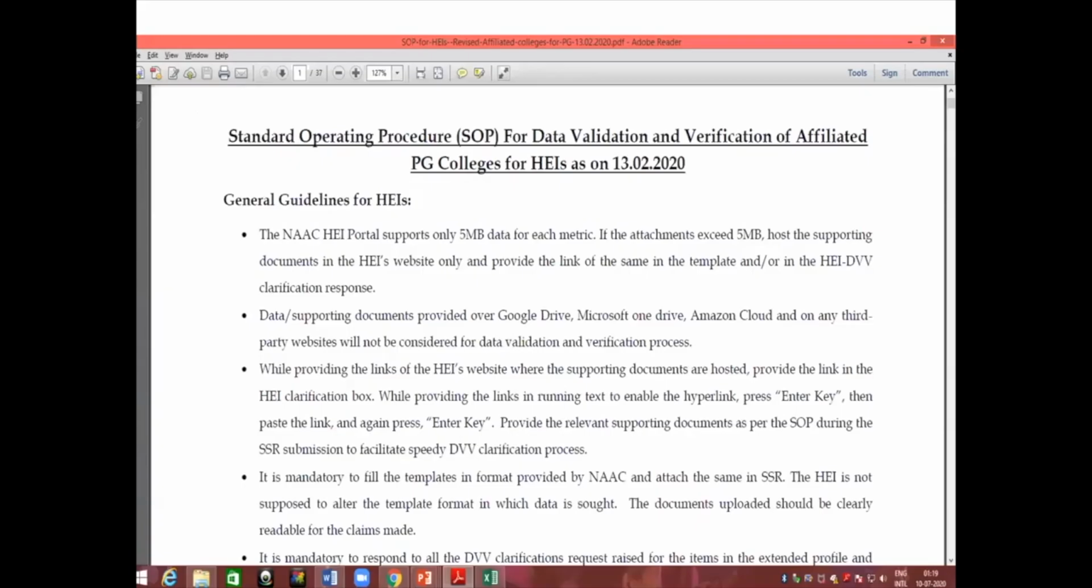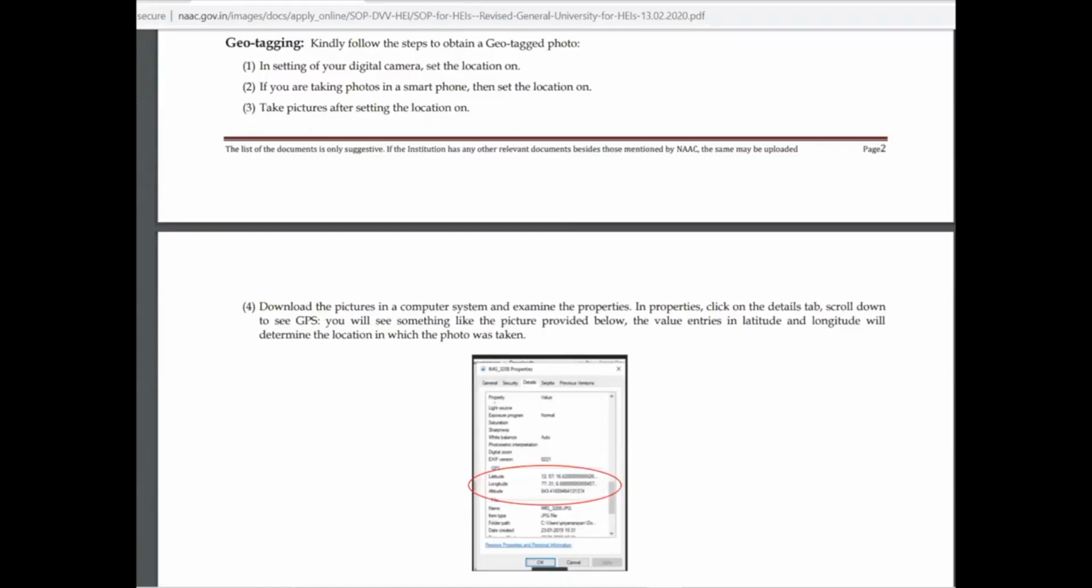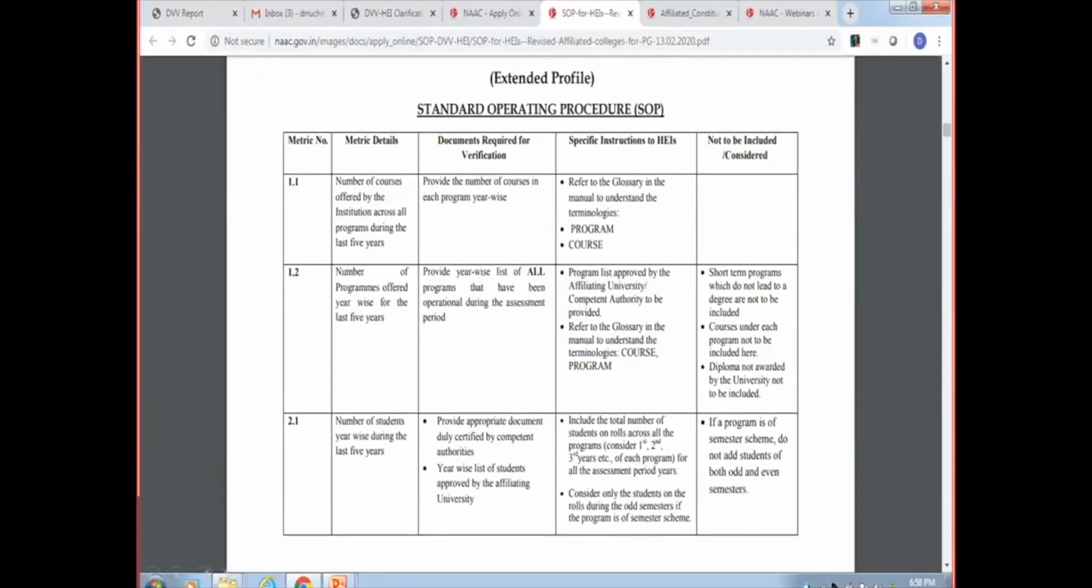The standard operating procedure is basically guidelines. It tells the institution what has to be uploaded, what not to be uploaded, the file size limit of 5 MB, and what has to be avoided in terms of Google Drive and other third-party links. It's mandatory for all the HEIs to provide the data templates in the format as given by NAAC. You can add on to it, but no alteration, no deletion can be made.